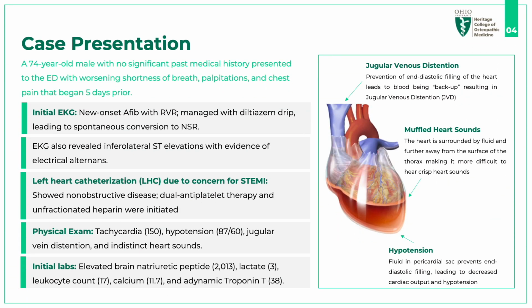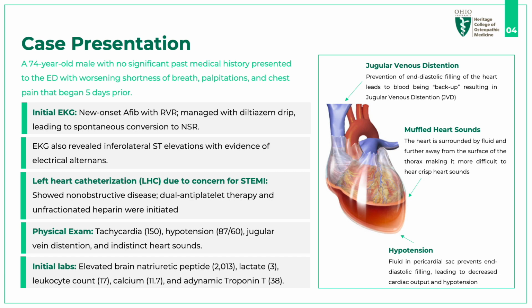Moving on to the case presentation, a 74-year-old male with no significant past medical history presented to the ED with worsening shortness of breath, palpitations, and chest pain that began 5 days prior. Initial EKG showed new onset AFib with RVR. This was managed with a diltiazem drip, which led to spontaneous conversion to normal sinus rhythm.